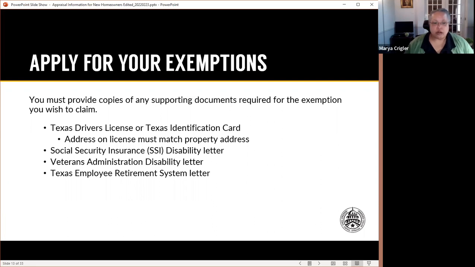If you are requesting a disabled person's exemption, then there's a letter that you get from Social Security Insurance, the SSI. There's a disability letter that you want to include with your application. If you're claiming one of the disabled veterans exemptions, the 100% disabled veteran or the spouse of a veteran killed in action, then there's a letter that you're going to get from the Veterans Administration. There's a disability letter or a letter of a member killed in action that you're going to want to provide with your application. And then if you are the surviving spouse of a first responder, then there is a Texas Employee Retirement System letter that you would include with your application.